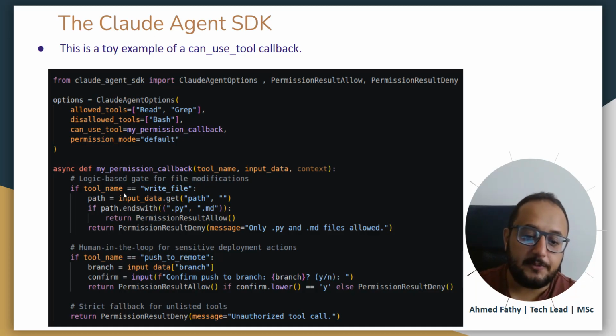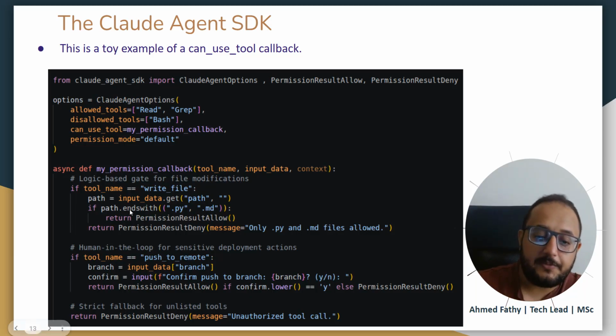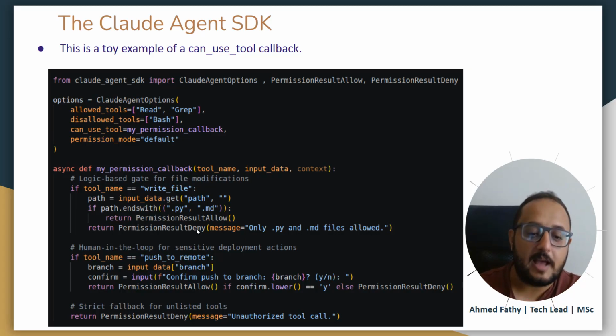So here, for example, if tool name equals write_file, so this is not read or grep or bash, it's called write_file for some reason. So here you have some custom logic. If the file ends with .py or .md, you actually return permission result allow. Otherwise, you return permission result deny. So only allow writing files if the path ends with py or md in this case.